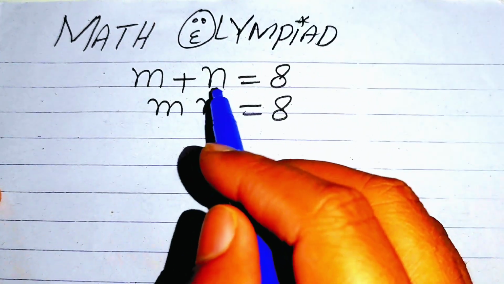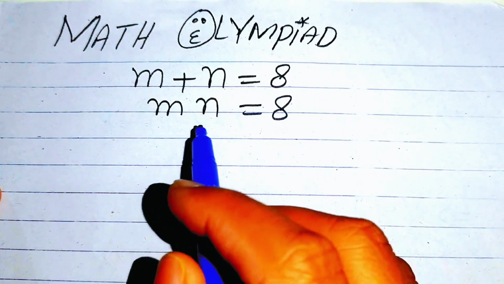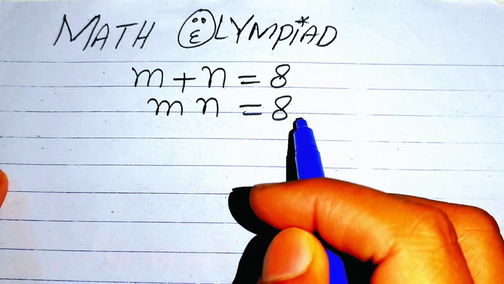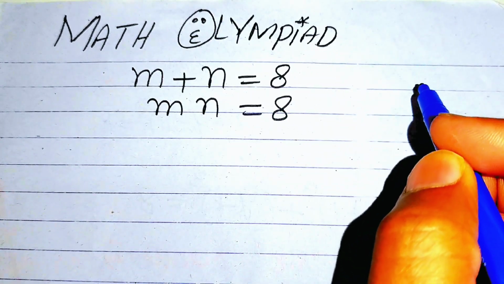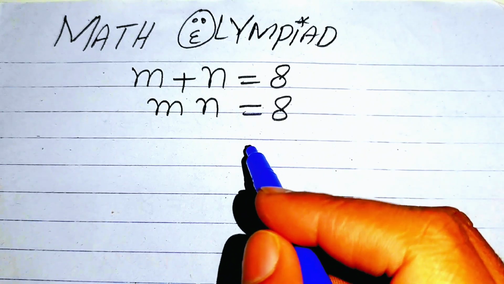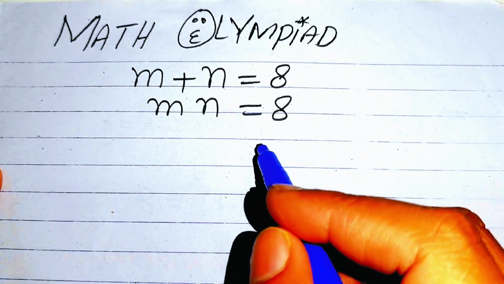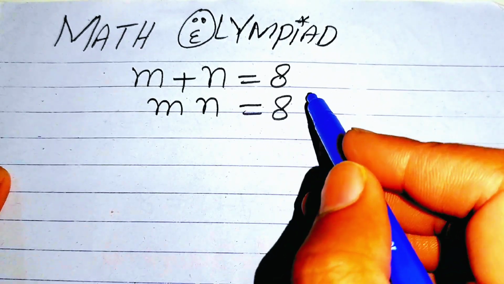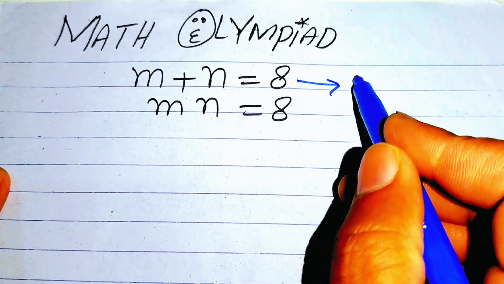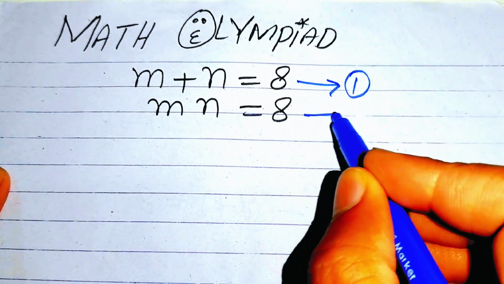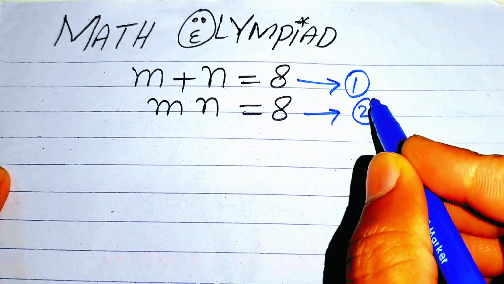And here we have m plus n equals 8 and m times n equals 8. So here we solve this problem for the values of m and n. Now the very first step we are going to do is we take this as equation number 1 and we take this as equation number 2.